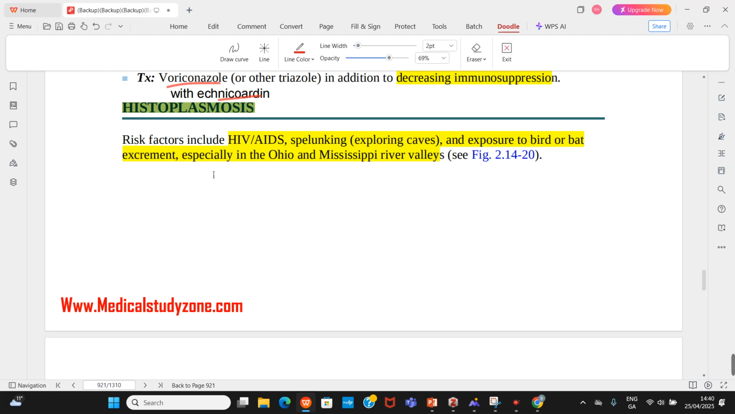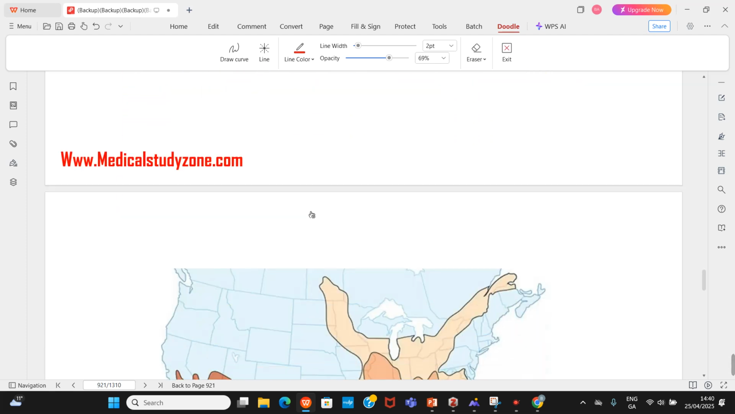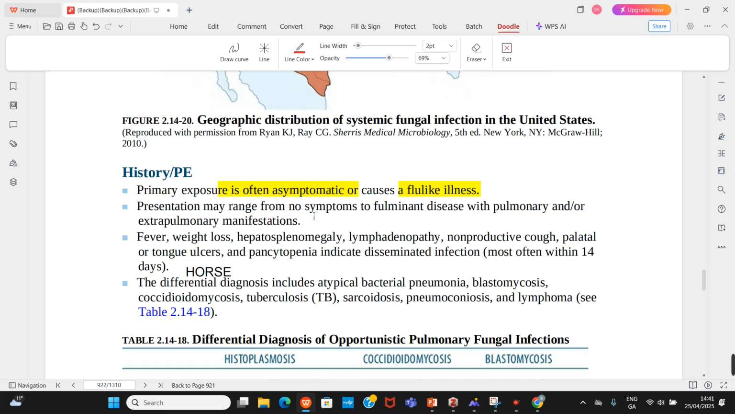So most of these birds and these bats live within the caves. And you typically find the organism usually in the area of Ohio or Mississippi. So that we can further see that in the question step. That can further reinforce our diagnosis. But one thing to also take note of here is that the majority of the symptoms of histoplasmosis, you won't see until the person starts having some form of immunosuppression. So it's very, very common in people that are immunosuppressed.